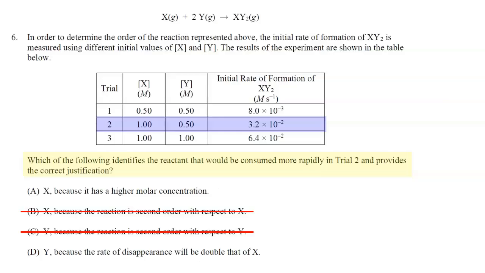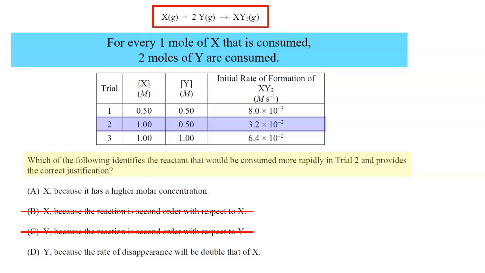Now, let's go back to question 6. In order to answer question 6 correctly, we don't need to focus on the rate law or the order with respect to a reactant. Instead, we need to focus on the stoichiometry of this balanced chemical equation. We can see that there is a 1:2 ratio for the reactants. That means that for every 1 mole of X that is consumed, 2 moles of Y are consumed. So the rate of disappearance of Y should be twice as much as the rate of disappearance of X based on the stoichiometry. So the correct answer is D.